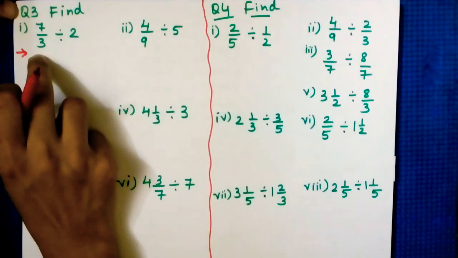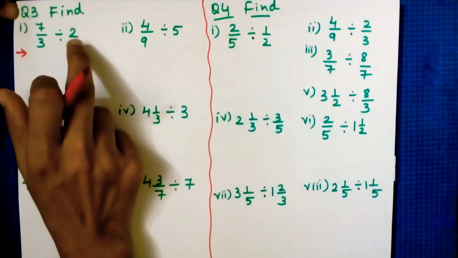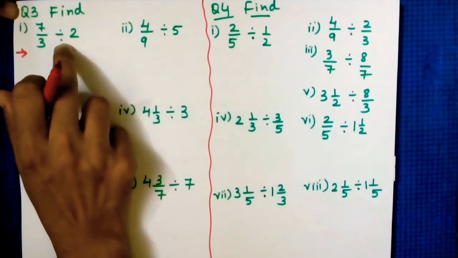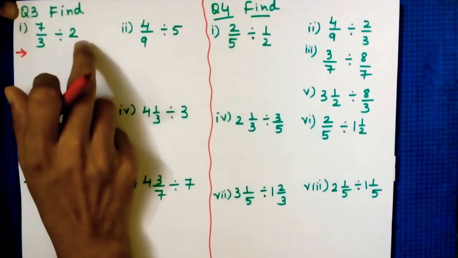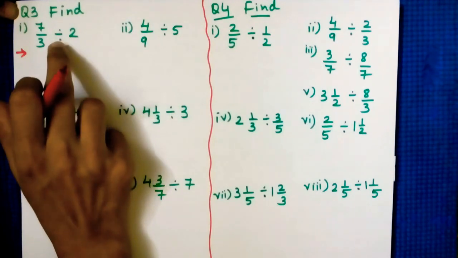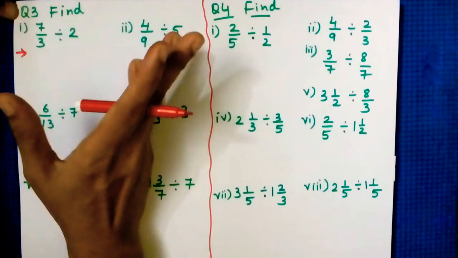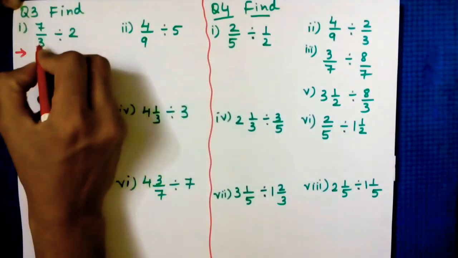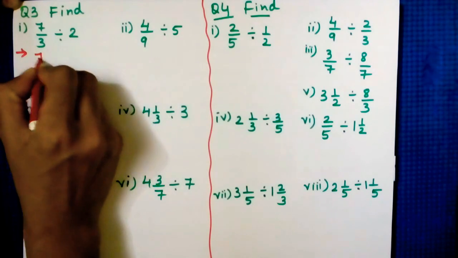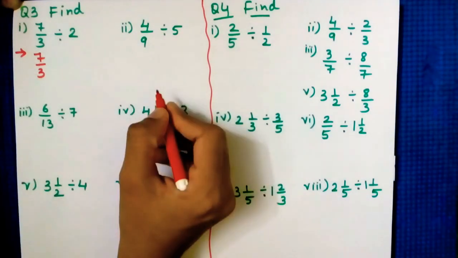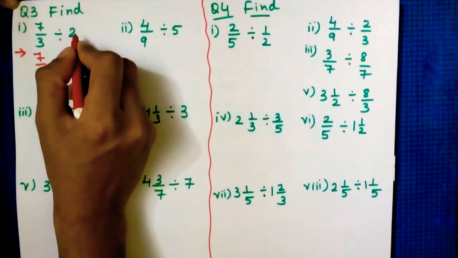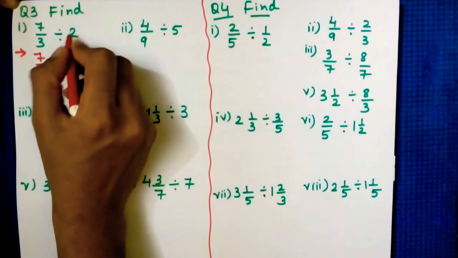Always take the reciprocal of the second part, the number or fraction which is given after the sign. As I told you in the previous video also, we have to take the reciprocal of the number given after the sign, the right side of the sign. So let us start. The first part should not be changed, so it stays 7/3. Now we change the division sign into multiplication and then take the reciprocal of 2.